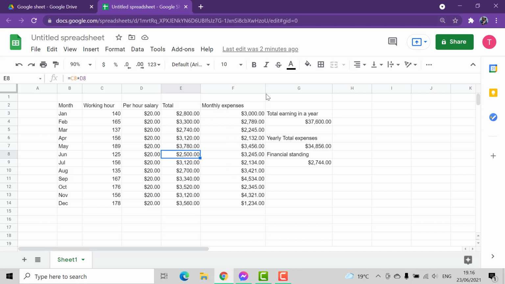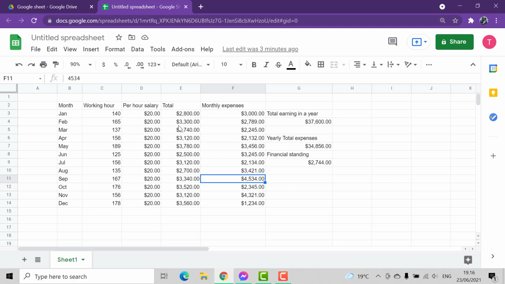Now let's say you have a monthly expense, this one. For January, you have 3,000. For February, you have 2,789. And it has a varying amount. Maybe you are going on a vacation in this month for maybe 3 days, and you spend quite a lot here in September. So you have varied monthly expenses. Maybe you have some fixed expenses, but also you have variable expenses.